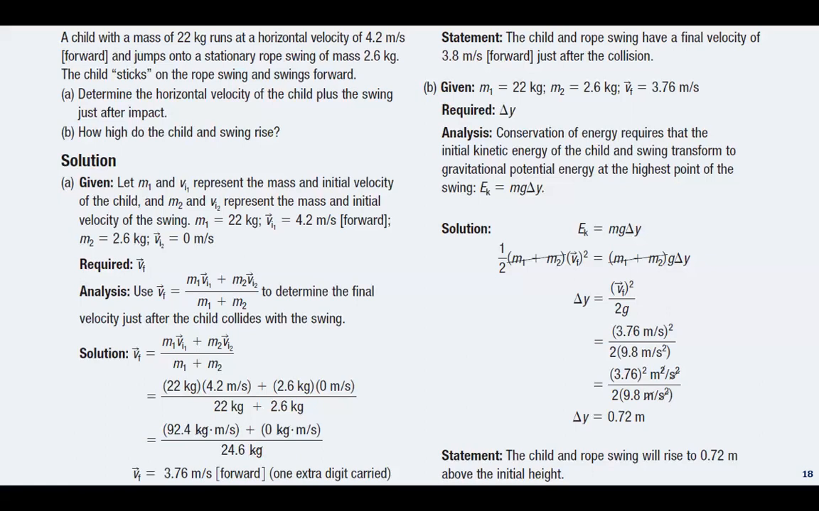Then we can cancel m1 plus m2 from both sides. This gives us delta y equals Vf squared over 2g. Because we know the values for Vf and also we know the gravitational acceleration g. Put all the values in, we have delta y equals 0.72 meters. So the child and rope swing will rise to 0.72 meters above the initial height. So the initial height is our reference point, where the gravitational potential energy is 0.